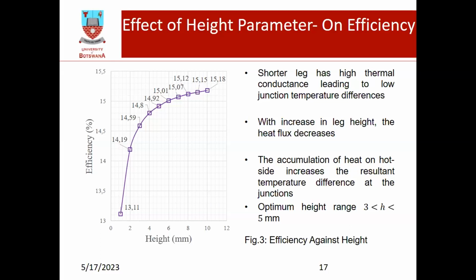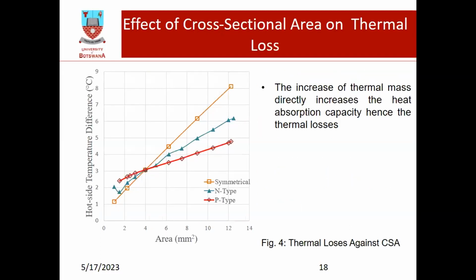So when you increase the leg length, you increase the heat flux differences, hence you increase the efficiency. And I think that covers those points. That is the parametric study on the height. Onto the parametric study for the cross-sectional area.